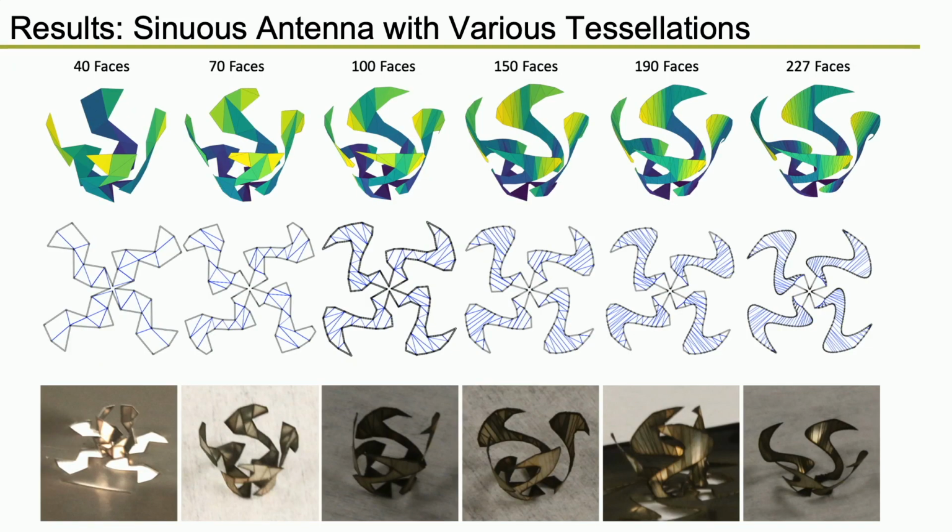These results show we fabricated the same Sinuous antenna models in different tessellations from 40 triangular faces to 227 triangular faces. The fabrication time ranges between 4 and 5 minutes for all models. This is because as the number of crease lines increases, the folding angle and the number of laser passes decrease for each crease line, which means laser forming can fabricate high-resolution tessellations and smooth curvature without compromising efficiency.